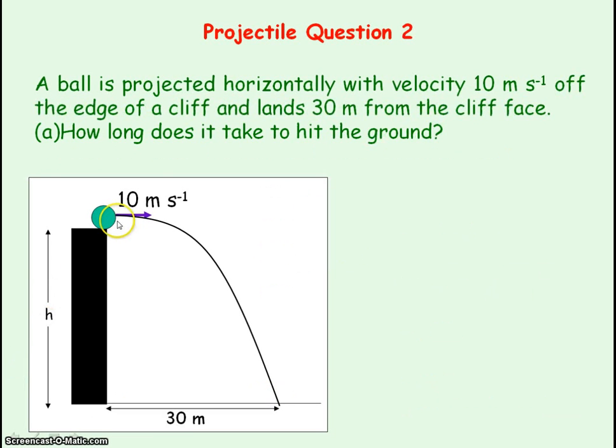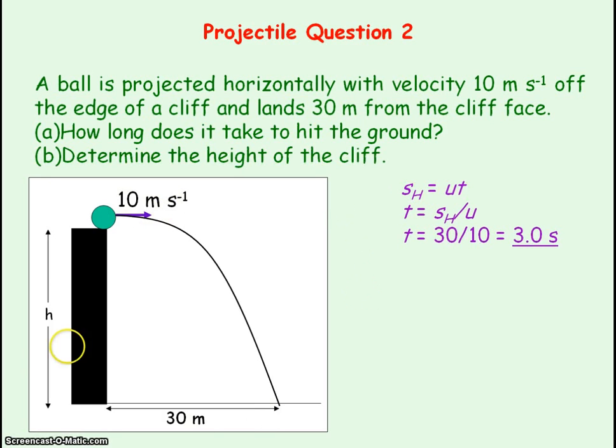For this question, we have a horizontal projection, but now we have the horizontal displacement and not the vertical displacement. So to determine how long it takes for the ball to hit the ground, we can use the equation for constant velocity in the horizontal direction, as we have the horizontal velocity and we've got the horizontal displacement. So the time taken will equal 3.0 seconds.